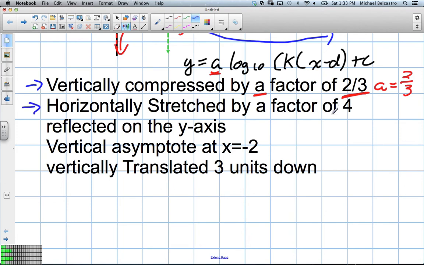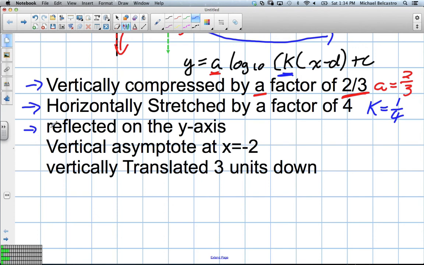Horizontally stretched by a factor of 4. What deals with that? The K. K deals with that. What is our K factor going to be? 1/4. That's right. It's stretched by a factor of 4, so in other words, we actually have to divide our value by 4, so it's kind of like the reciprocal of A. Because it's been stretched by a factor of 4, it's 1/4. Had it been compressed by a factor of 4, it would be times 4. So just 4. Yeah, exactly. Reflected on the y-axis. Which one reflects on the y-axis?